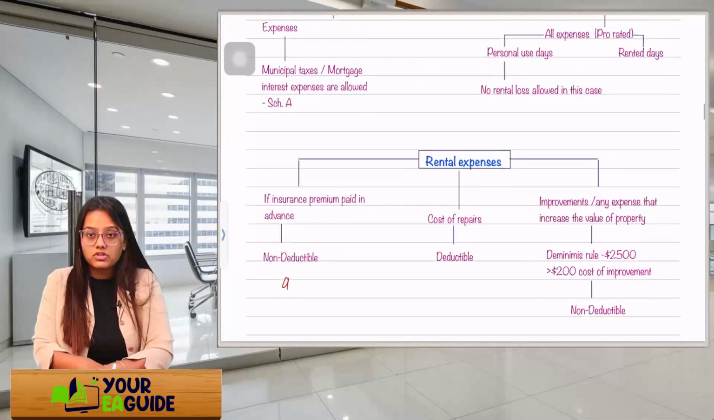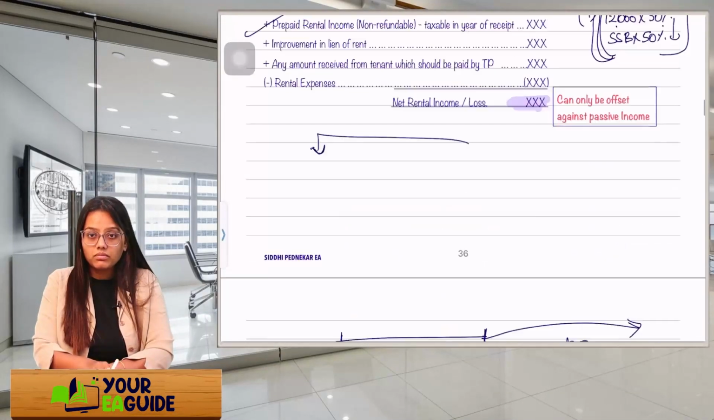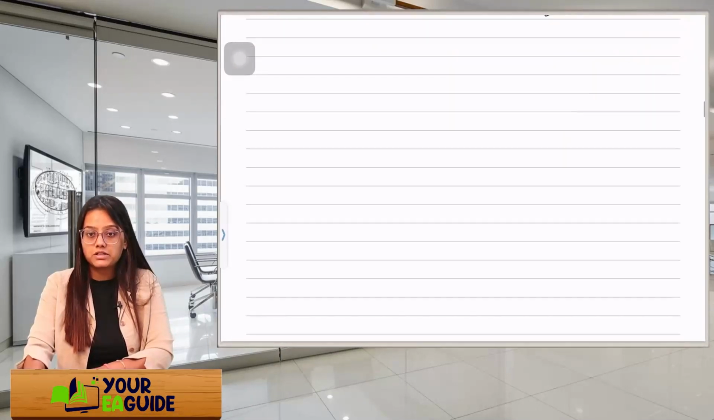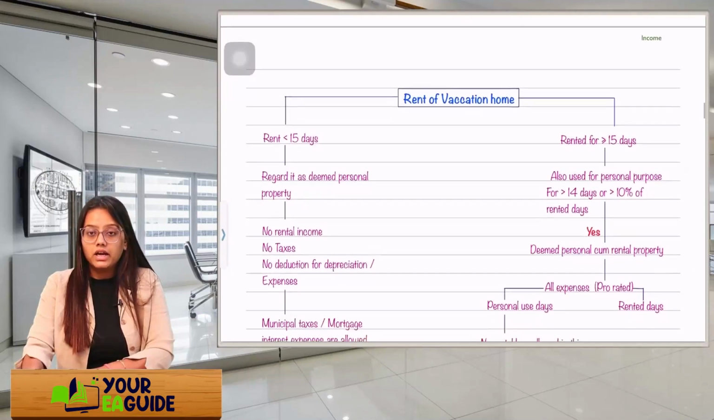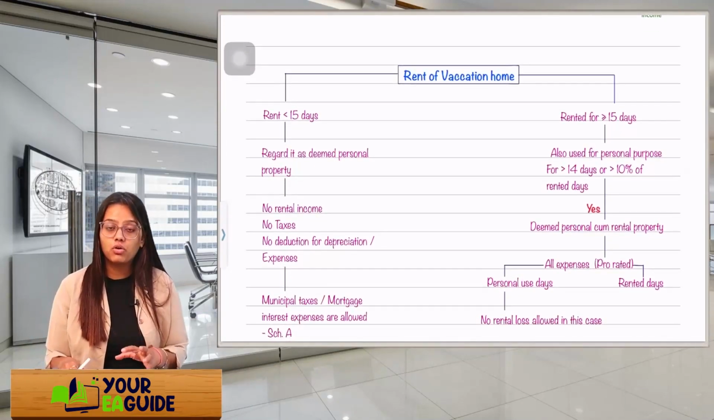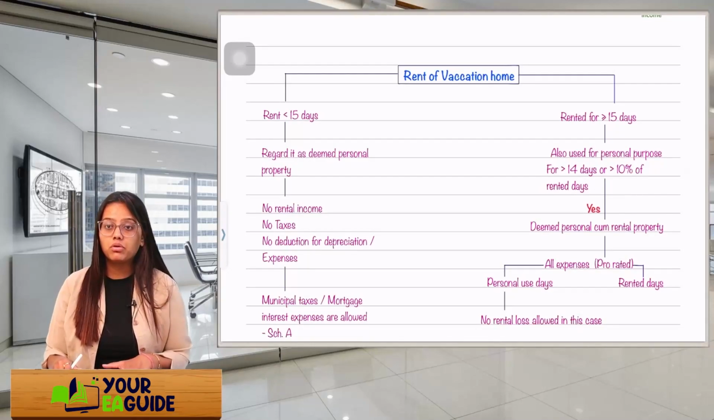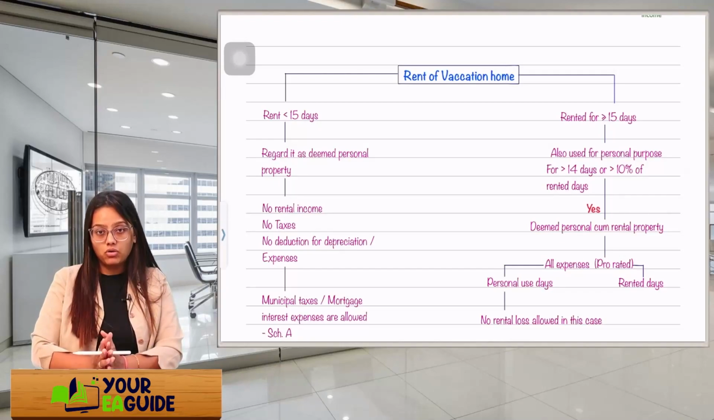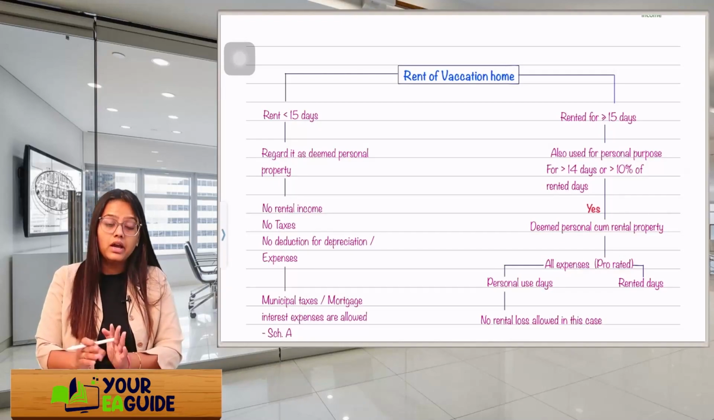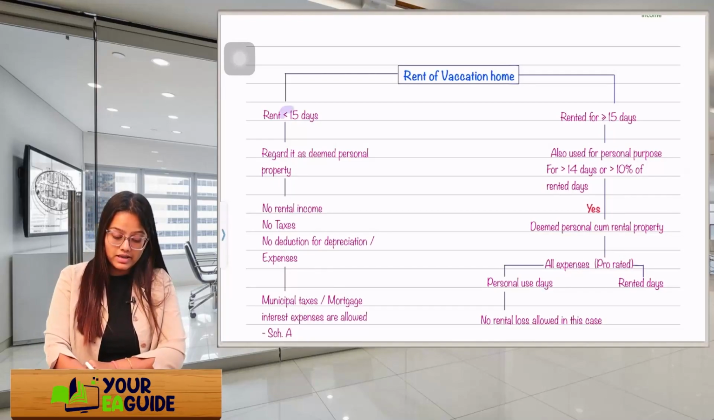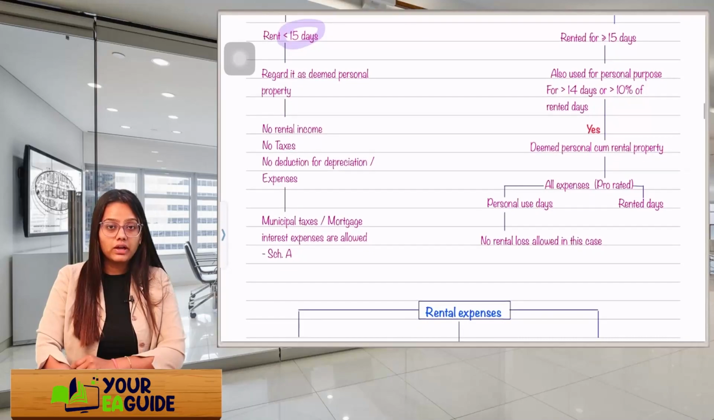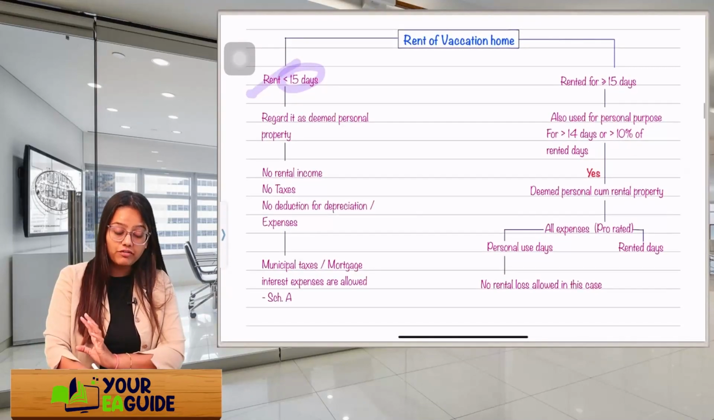Okay, so coming back to the scenario over here. Yes, rental income and expense. This is the formula to find out the net rental income and expense. Now, what all things will be considered? If you have a rental vacation home, then there is one more rule, that is 15 days. If you have lived in the house, your own vacation home, and rented it for less than 15 days, it will be regarded as deemed personal property. So no rental income, if you have rented it.